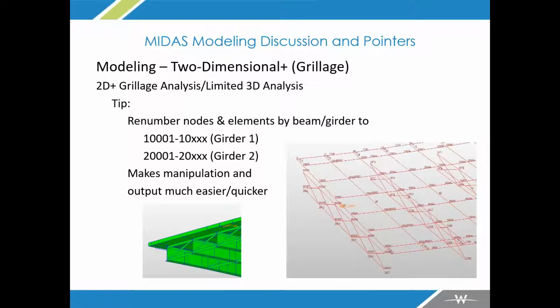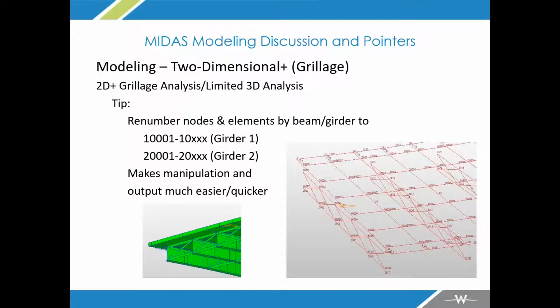A tip that came out, and I sent this in to the MIDAS folks who forwarded it on: I often will renumber all of my nodes, and this really does help with a lot of your extraction and back end. Essentially, select girder line 1 and start it at 10,000. Girder line 2 is 20,000. Cross frames, you can do the same thing so that all the cross frames are numbered together. That makes it really easy to pull stuff out of it, because you can just say, I want to activate only girder line 10,000 to 10,900, and it grabs only girder line 1.